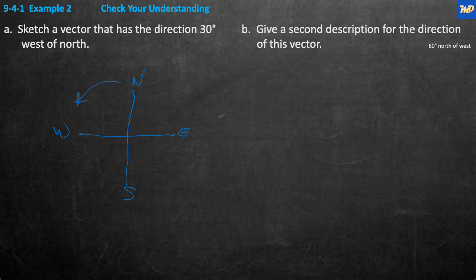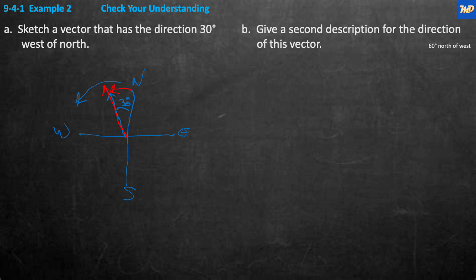So it wants 30 degrees. I'm going to imagine 30 degrees right here. Here's 30 degrees. I'm drawing it. My vector's right there. 30 degrees west of north. I'll highlight this a little more. How's that? So from north, we're going this way, 30 degrees west of north.